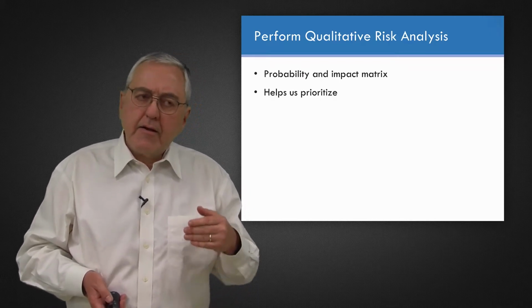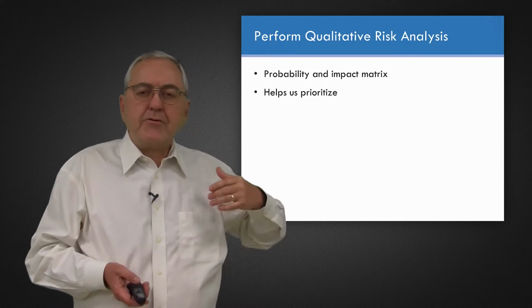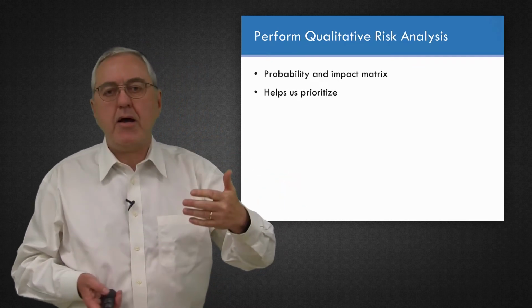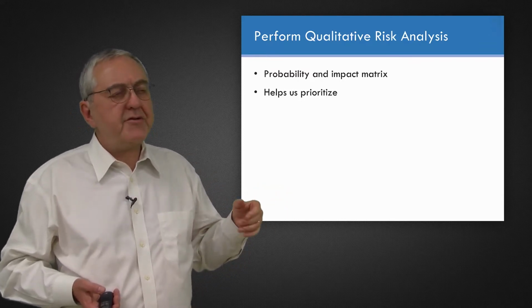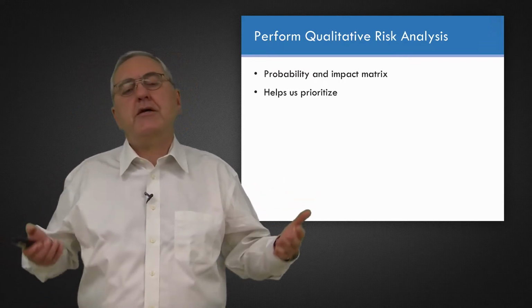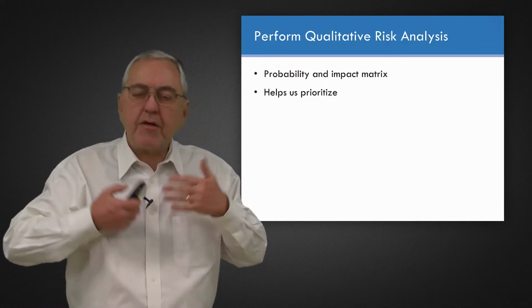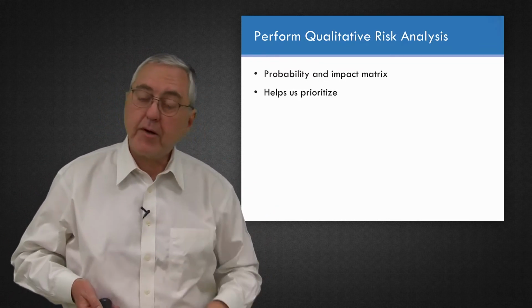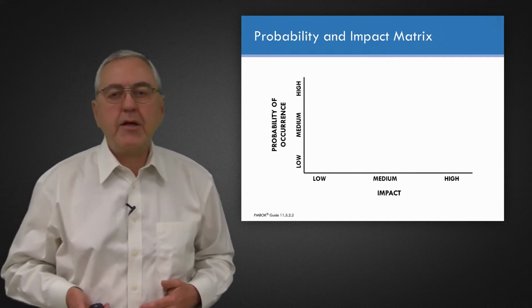And the good thing is that the probability and impact matrix makes us think about the risk. We should never think of it as a very loose and subjective tool. The good news is, though, that it helps us think about the risk and helps us prioritize one risk against the other risks. So here's a probability and impact matrix.